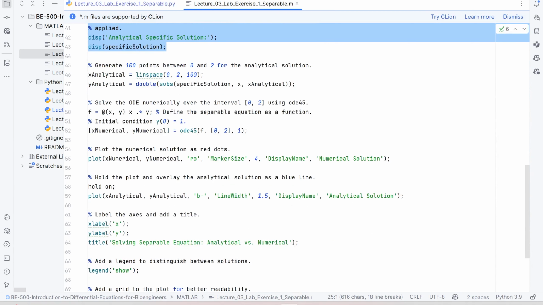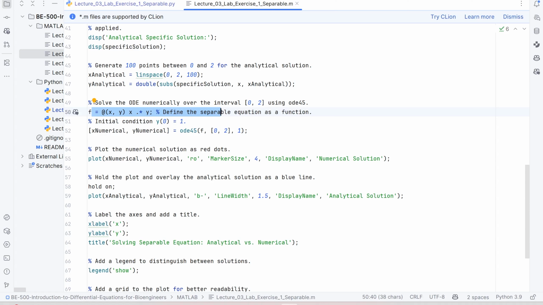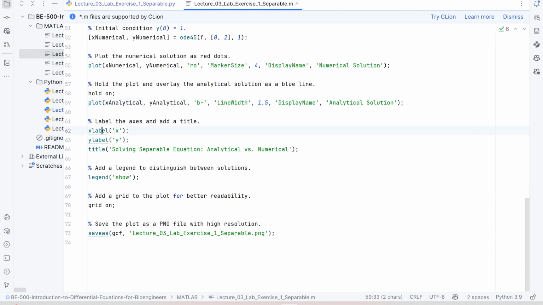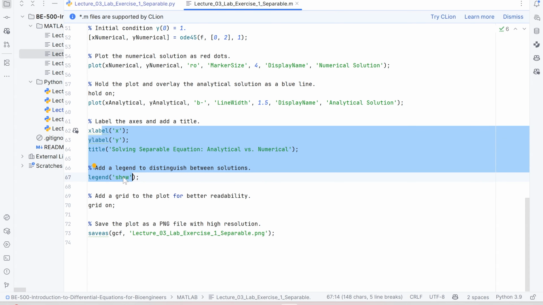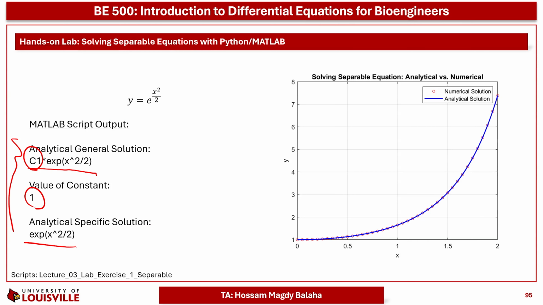We need to plot it. Again, we defined the x-axis, substituted to get the y-axis. We defined the function to solve it numerically using a function in MATLAB called ODE45, ordinary differential equation 45. Plot the numerical solution as circles in red with a marker size of 4, and the analytical solution in blue, set labels, set the legend, and the legend will get the name from here and here. You can save the figure and display it, and this is the result.